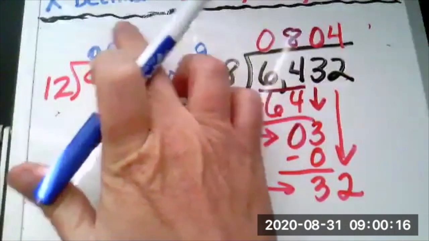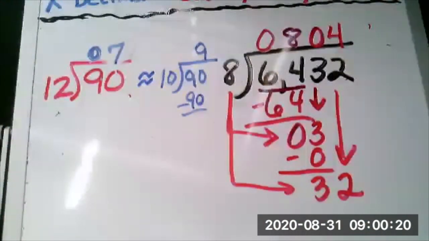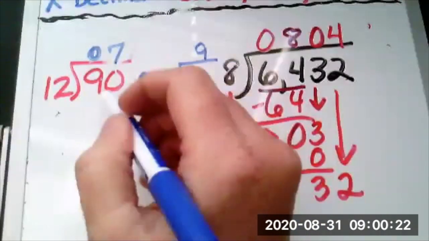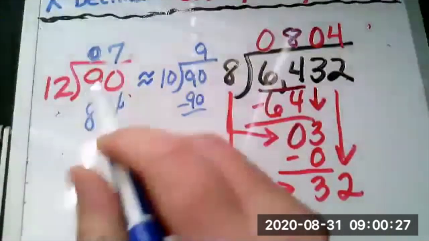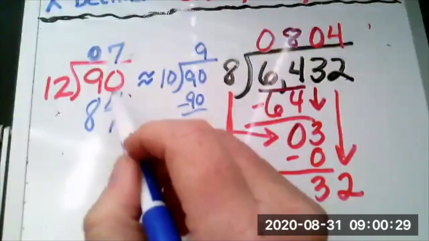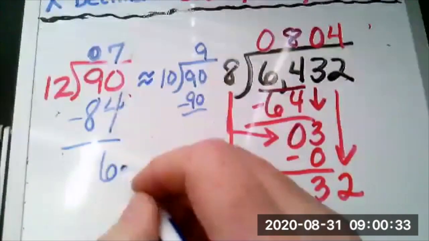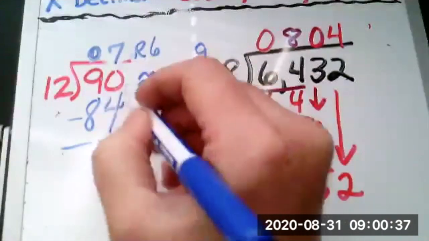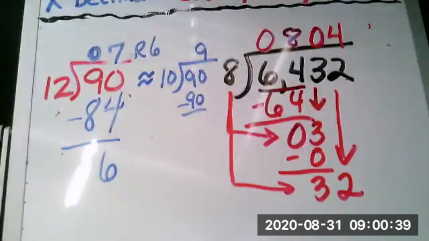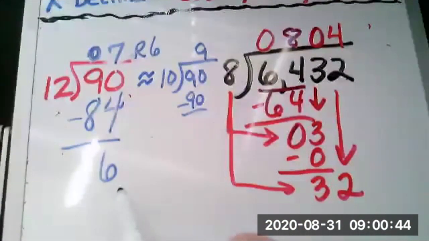So last time, I tried 7. 7 times 12 is 84. Now I have 84. If you subtract 90 minus 84, you'll have 6 left over. So a remainder of 6, because you have no more place values after that. So you're just going to leave your remainder of 6.